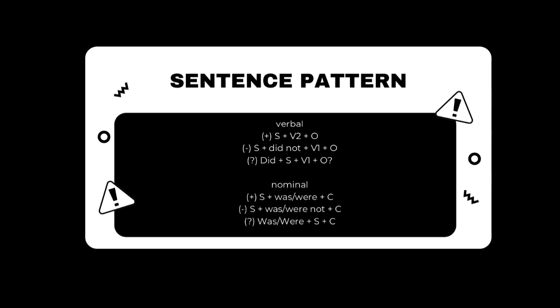For the nominal sentences, for the positive sentences, use subject plus was or were plus complement. For negative sentences, use subject plus was or were not plus complement. For interrogative sentences, use was or were plus subject plus complement.